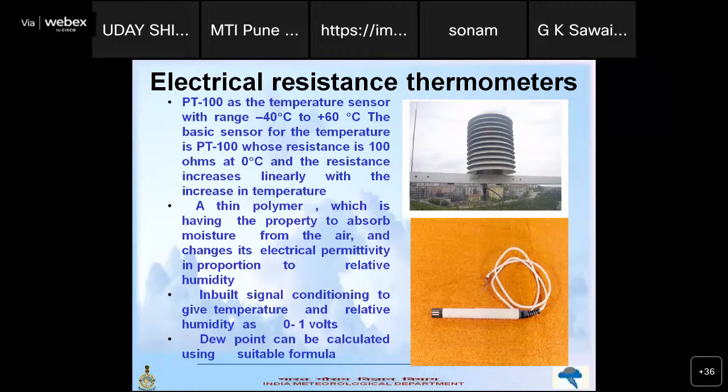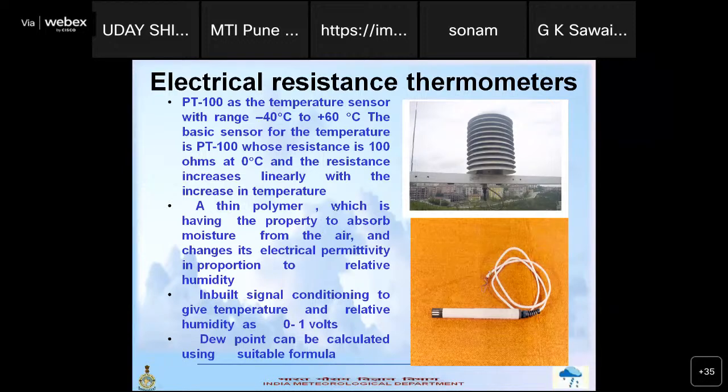The corresponding temperature will be 10 degrees, because minus 40 is there, so plus 10 degrees will be the corresponding temperature for the 500 millivolt output. This is the very simple theory behind how temperature can be measured electronically. Gradually, if you get 600 millivolt, you will get 20 degrees Celsius. If you get 700 millivolt, you will get 30 degrees and so on. At plus 60 degrees, you will get exactly 1000 millivolt. So this is the measurement of temperature with the help of this electronic instrument.